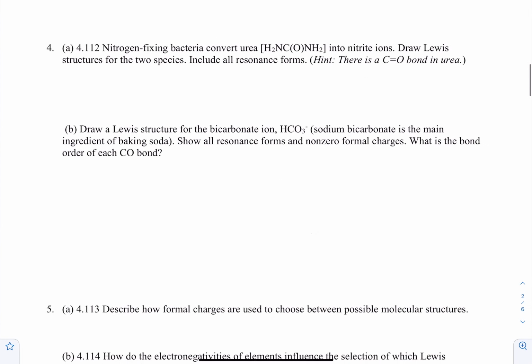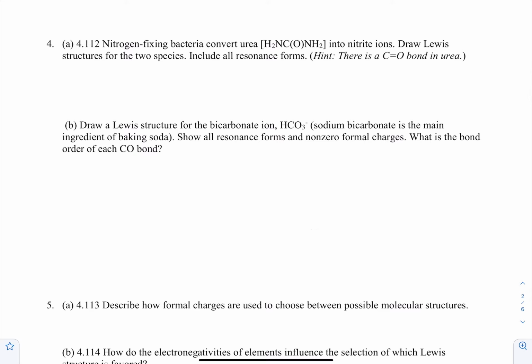Now, number 4, nitrogen-fixing bacteria convert urea into nitrite ions. Okay, draw the Lewis structures for the 2 species. So now, I want you to draw this and then draw the nitrite ions. So let's start with what would be the center atom here, right? Remember, when we're drawing Lewis structures, we want to figure out what the center atom is. And without expanding the octet, carbon is going to be our center atom, okay? Most of the time, I'd say 99.99% of the time, carbon will be a center atom, okay?